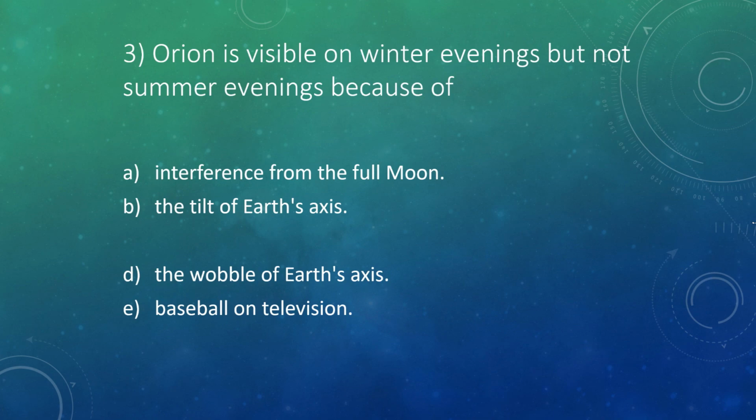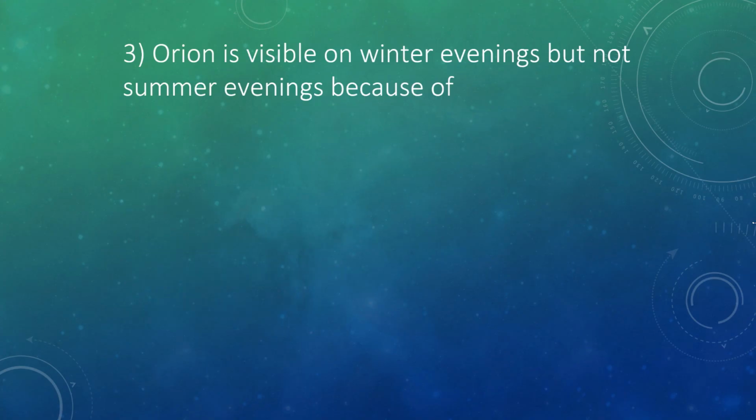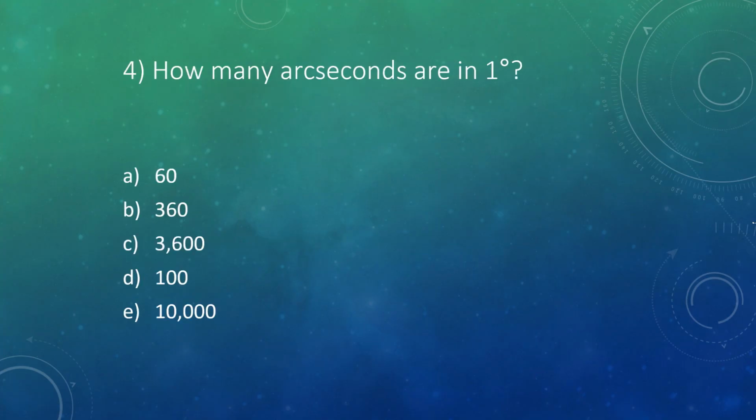Number 3. Orion is visible on winter evenings, but not summer evenings, because of what? And I'm not sure what happened to C in this case, but the answer is C. Oh, there it is. So, spoiler alert, the answer is C. It has to do with the location of Earth in its orbit. I guess I accidentally added animations here. So, continuing on, let's see if it works for 4. Oh boy, it looks like I'm giving away answers here. Okay, well, I guess somehow animations got into this.